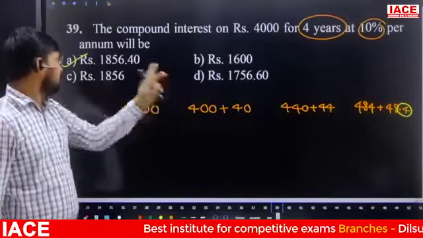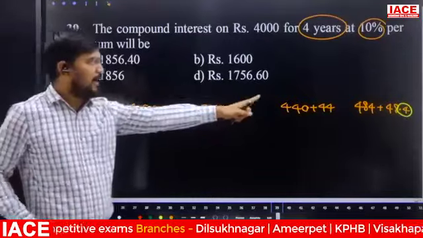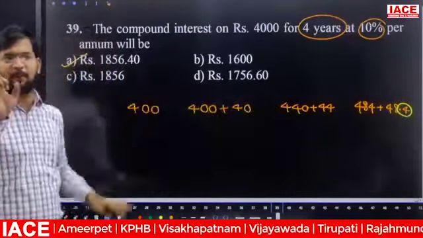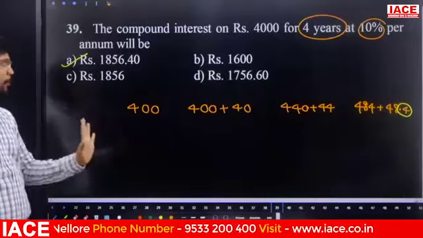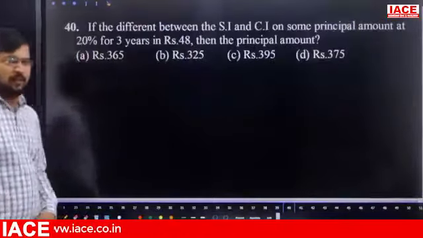If you add all these things, then you will get 1856.4. No need to add. So finally I got end with 0.4. See the options, end with 0.4, which option is there? So your answer is only option A. All of you clear? So if you add also no problem, you will get 1856.4. So read the next question.